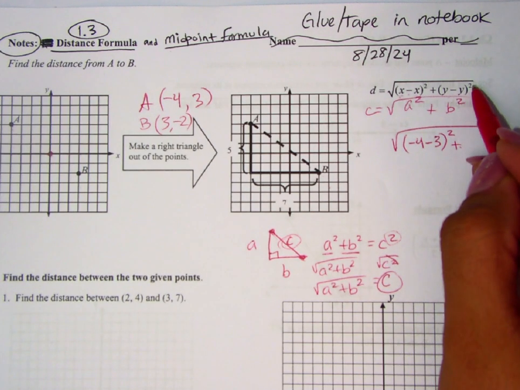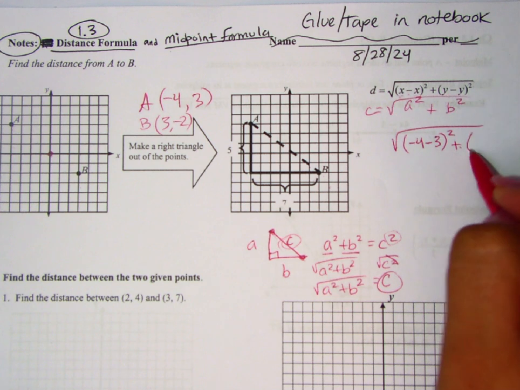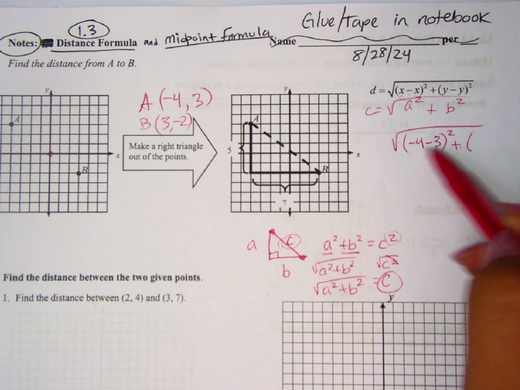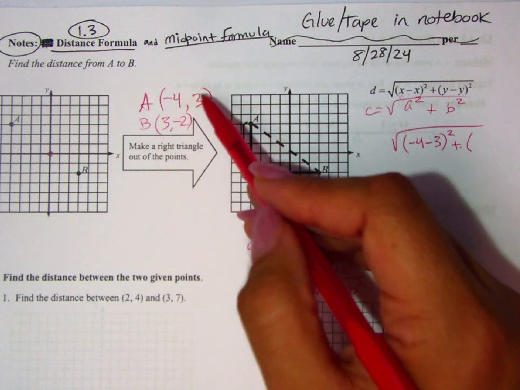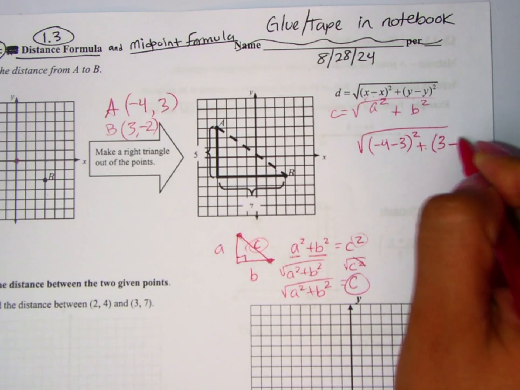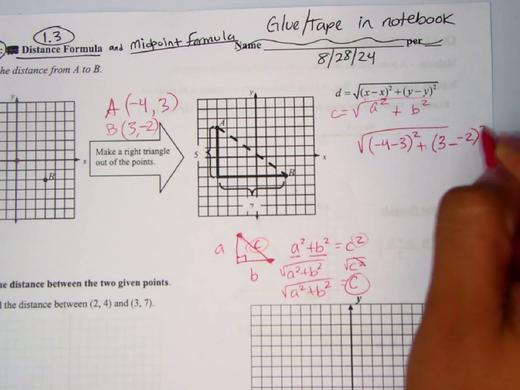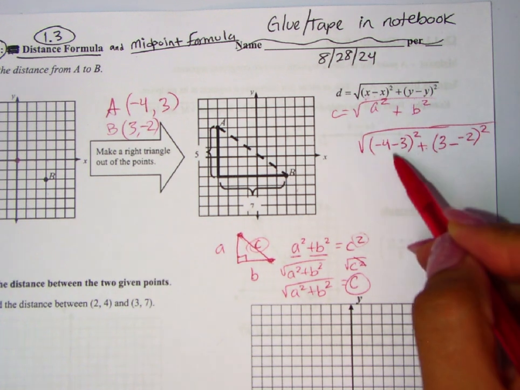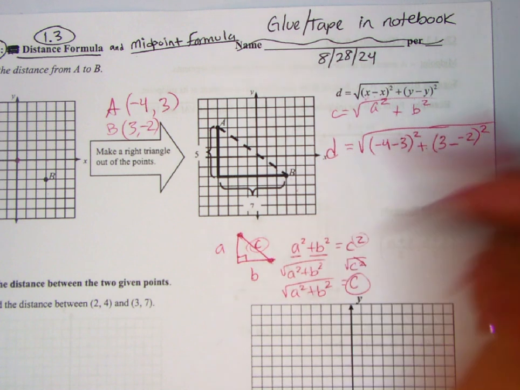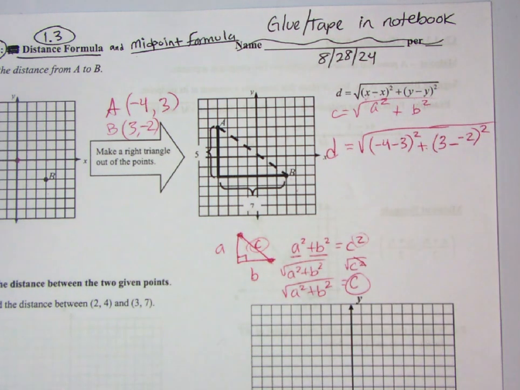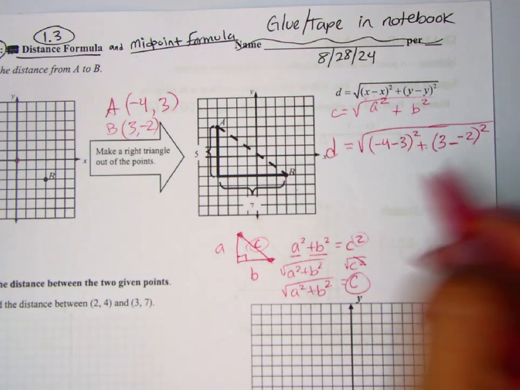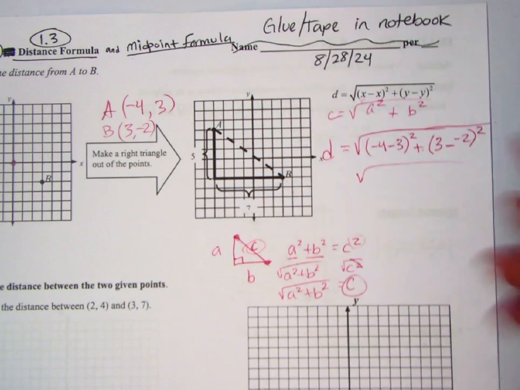B squared is formed by y minus y. So look at your y values in the same order that you got your x values. So 3 minus -2, close the parentheses, and then that's going to be squared. So this is your A squared plus B squared, and this is going to equal your distance, which is your C. You do have access to the calculator, but you can always simplify step by step here.